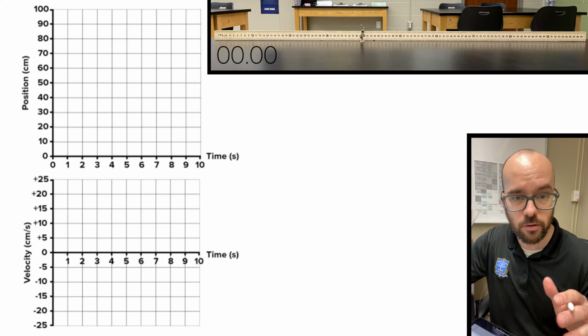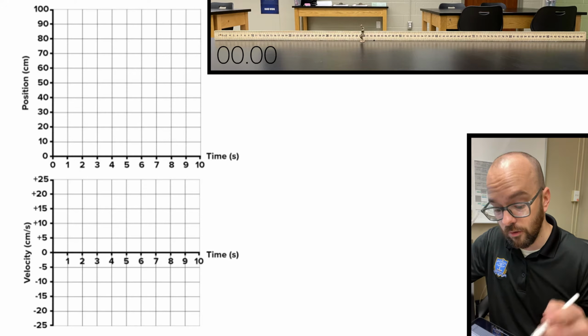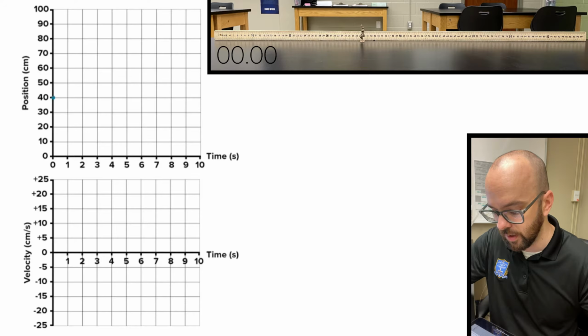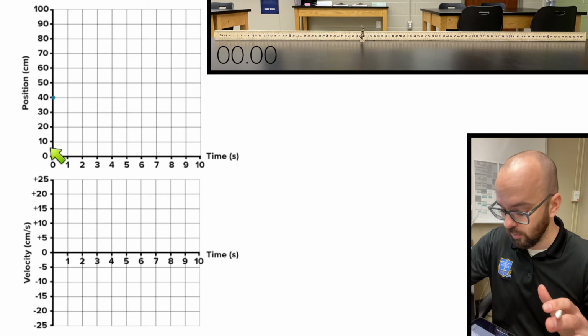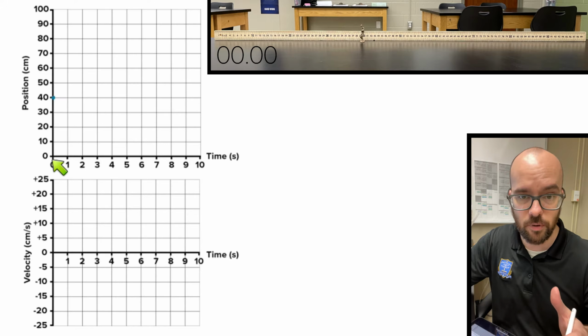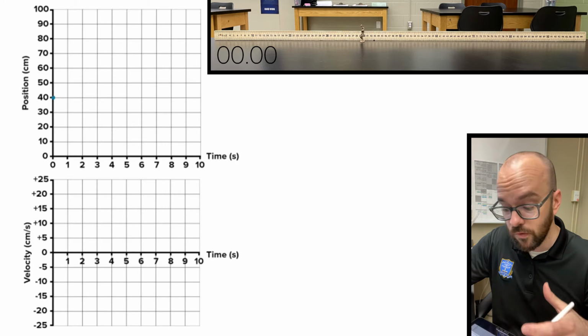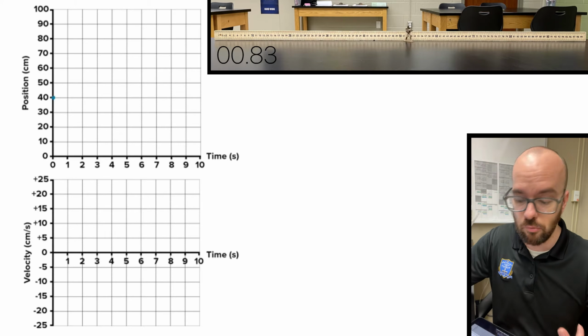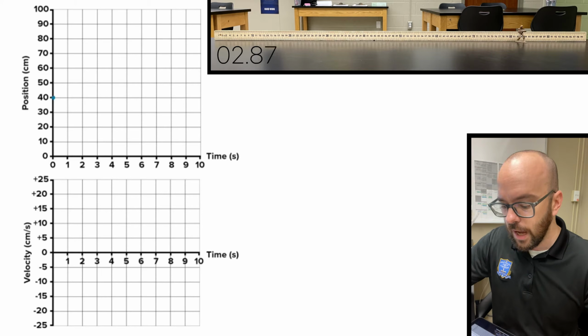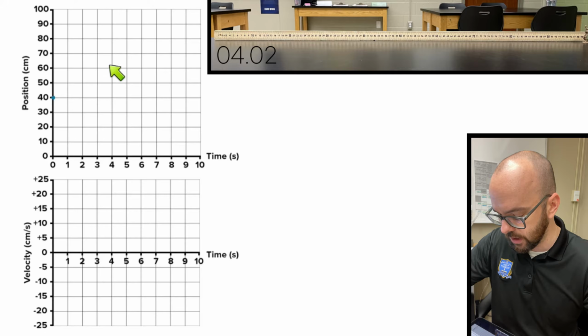Now I know the toy soldier started at a position of positive 40 centimeters. So I'm going to make a little dot right there to indicate that starting position when the time was 0 on the stopwatch. As soon as the time started, this toy soldier was moving in the forward direction, or to the right, which I'm defining as the forward direction. And at the end of 4 seconds, it reaches a position of 100 centimeters.